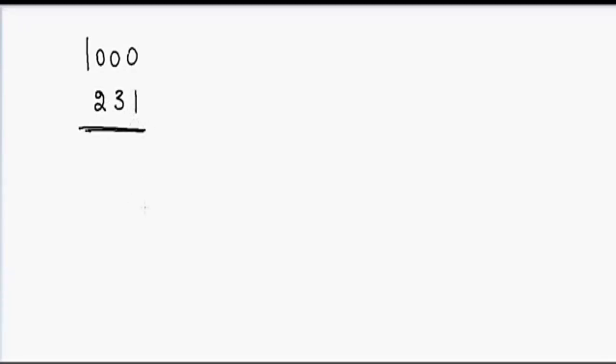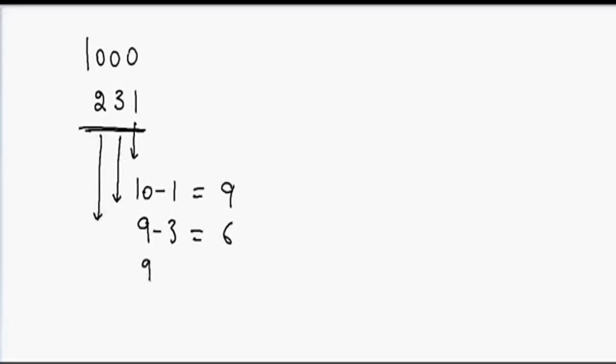In that case, first I'll take the first number and subtract it from 10. So 10 minus 1 is 9. Then I'll take the second number and subtract it from 9. That will be 6. And then I'll take the third number and also subtract it from 9, which is 7. So my answer will be equal to 769.